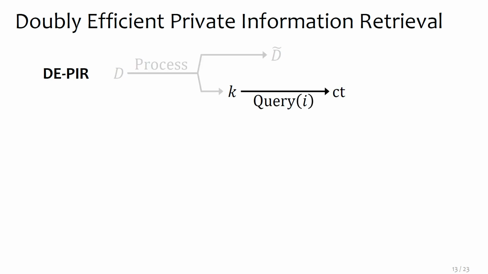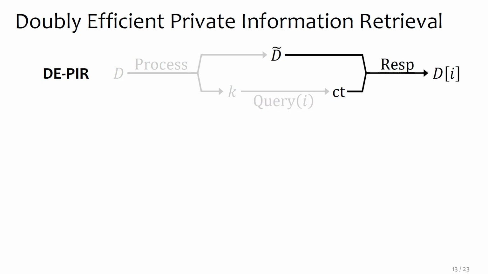So let me first define doubly efficient private information retrieval. You have a database, and you can apply a pre-processing procedure to this database to obtain a pre-processed database D tilde and a key k. And then using the key k, you can issue a query to some index. So the ciphertext should be thought of as encrypting the index i. And then using the ciphertext and the pre-processed database, you can create a response which will reveal d sub i.